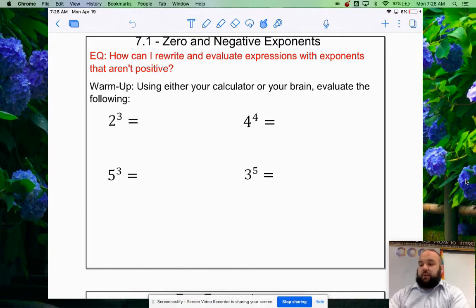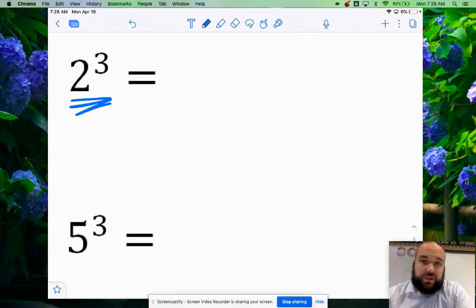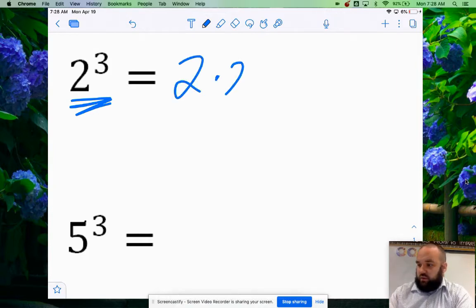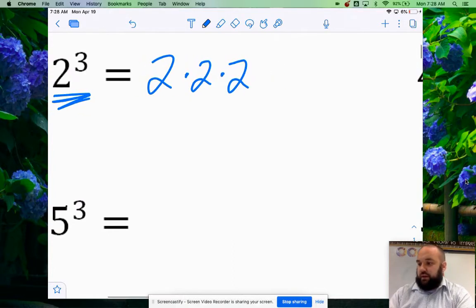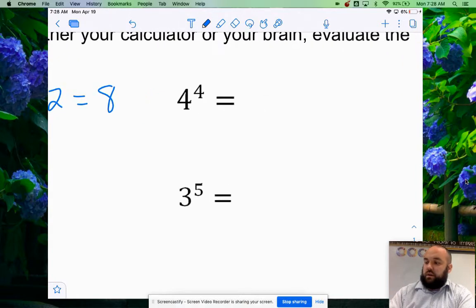But as a quick warm-up, let's just get a reminder of what exponents are. If you see something like this, that is 2 to the power of 3, or 2 with the exponent of 3, that does not mean 2 times 3, right? This is 2 times 2 times 2. That power of 3 means there are 3 2's being multiplied together. 2 times 2 is 4, times 2 again would give you 8. So 2 to the third power is 8.